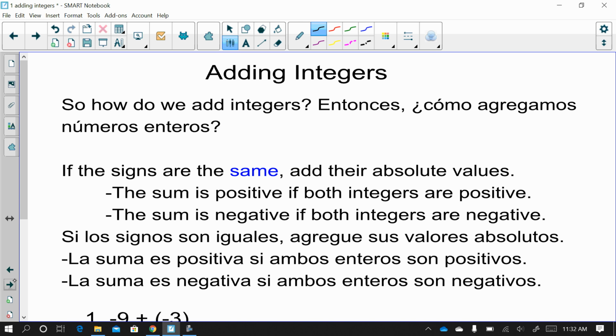Okay, so now let's move on to adding integers. So how do we add these integers? There's really just 2 rules right here. These are important. If the signs are the same, we just add them. So if both integers are positive, my answer is positive. And if both integers are negative, my answer is negative. Super easy. Signs are the same, just add them and keep the sign.